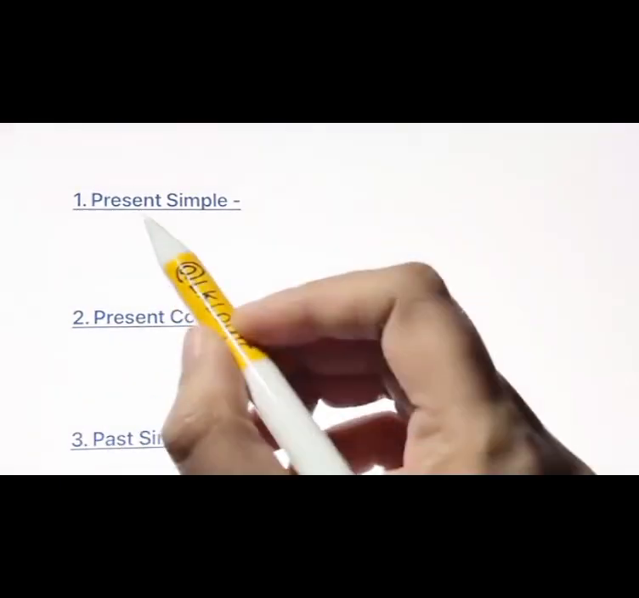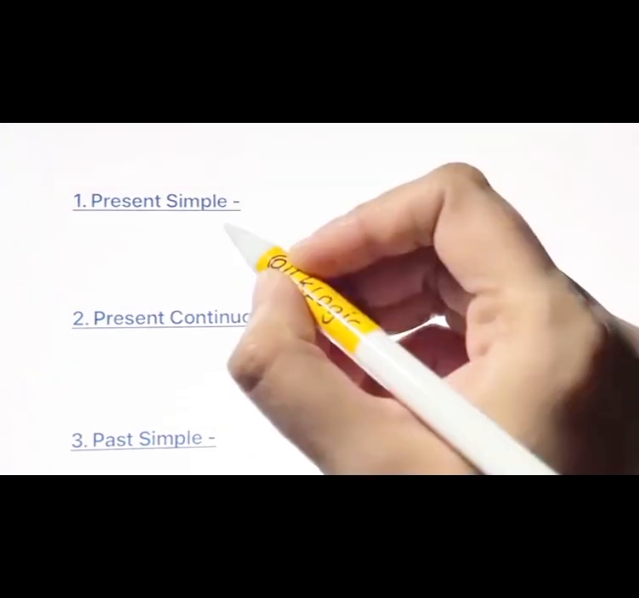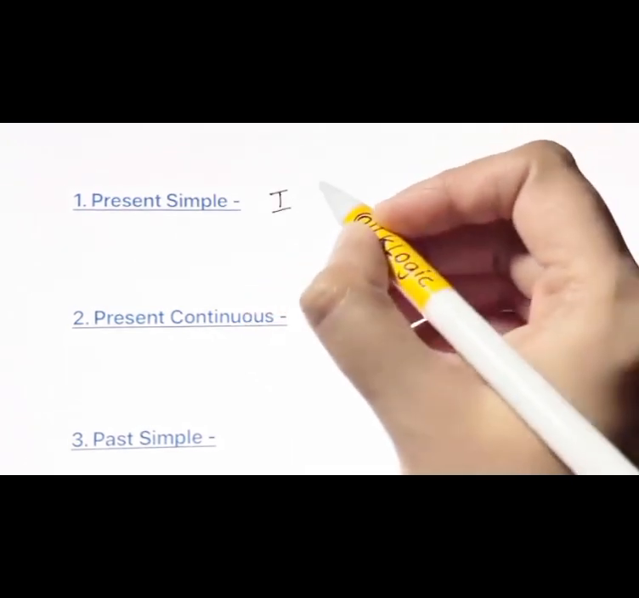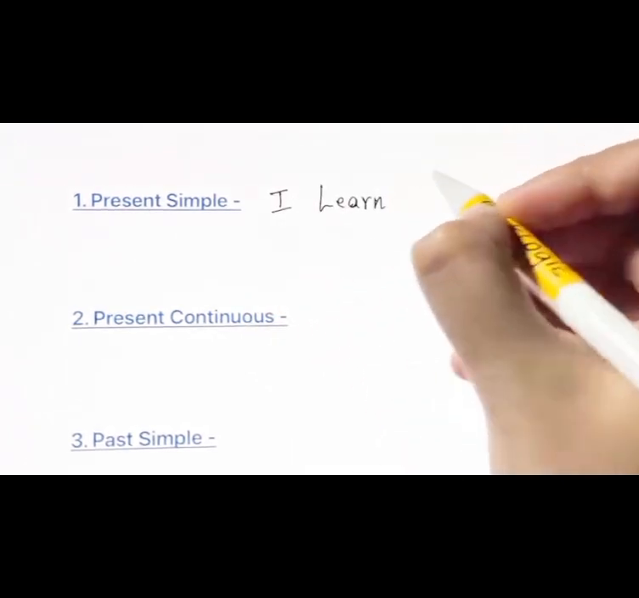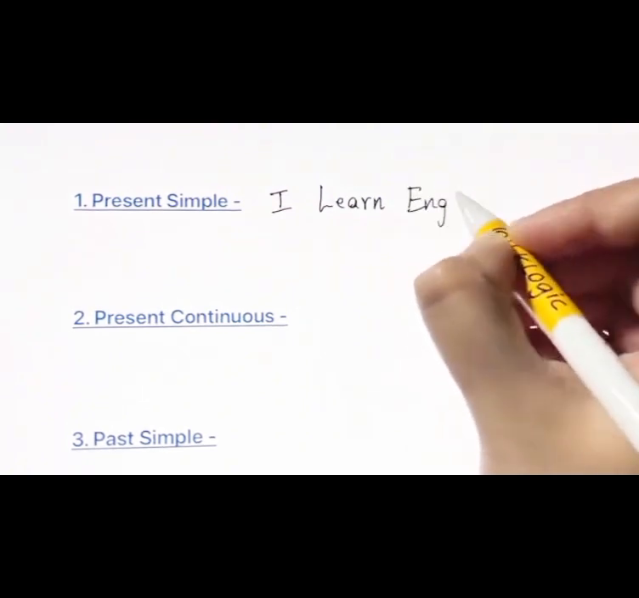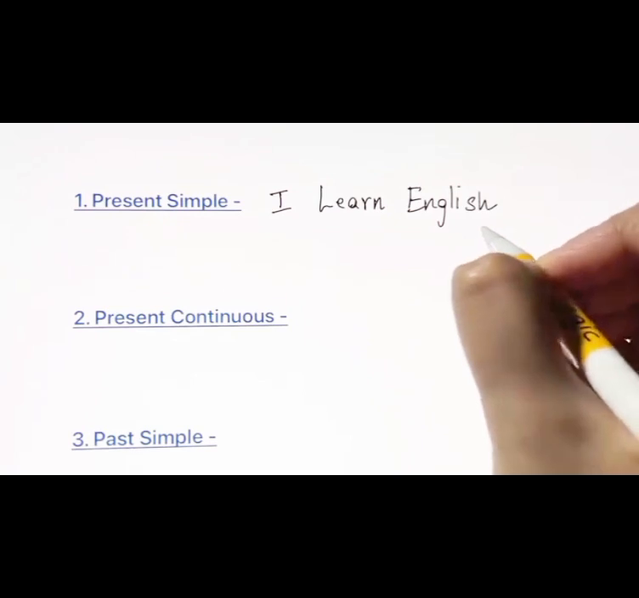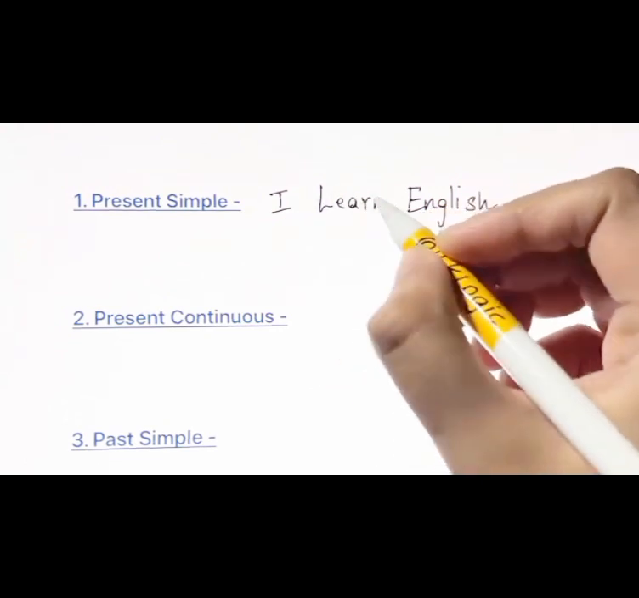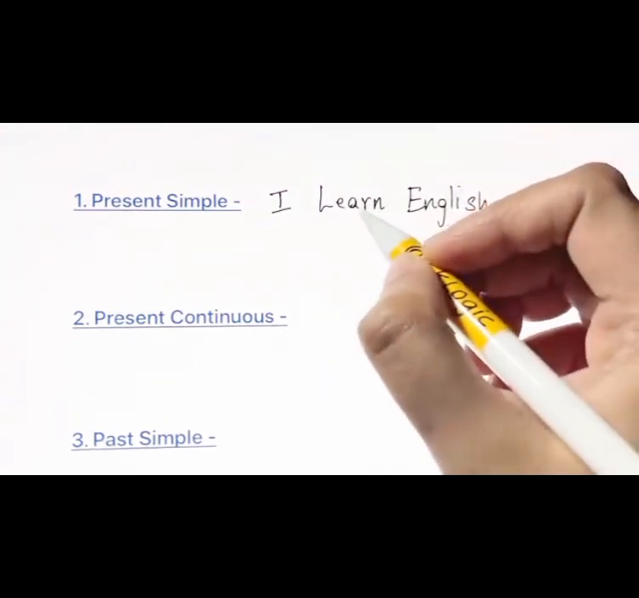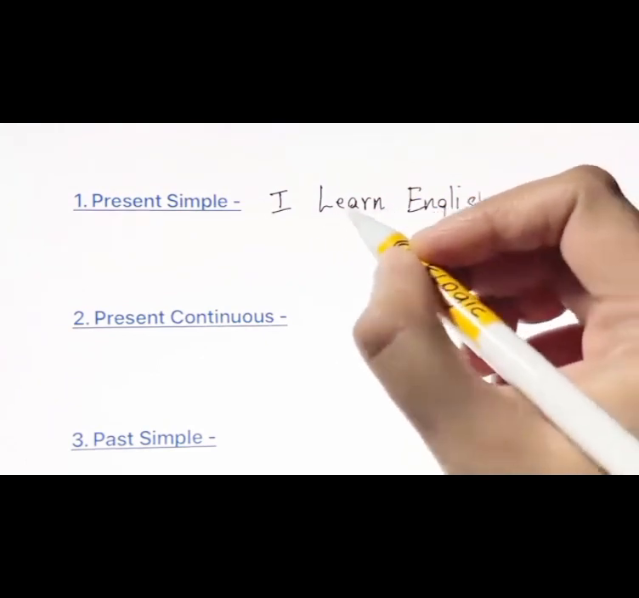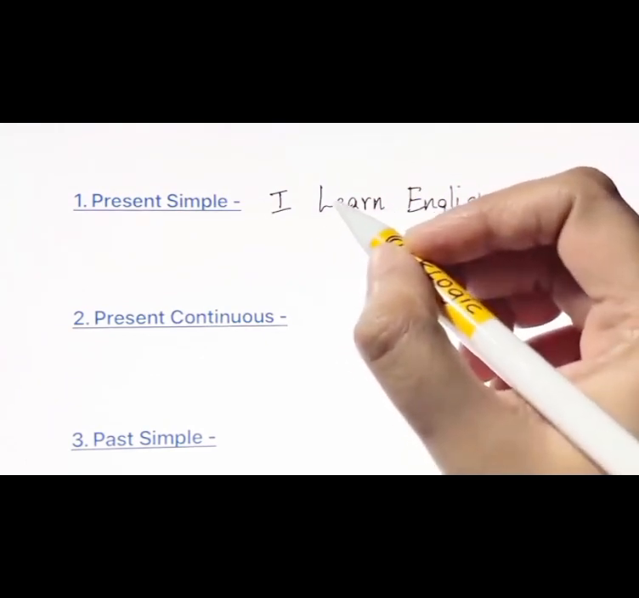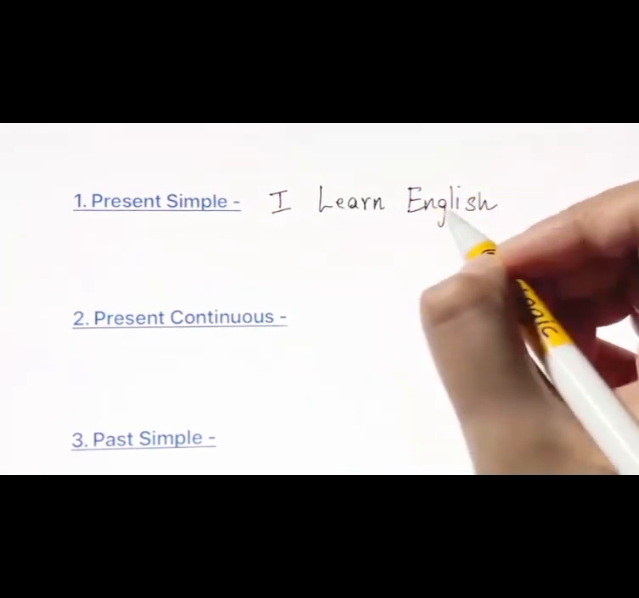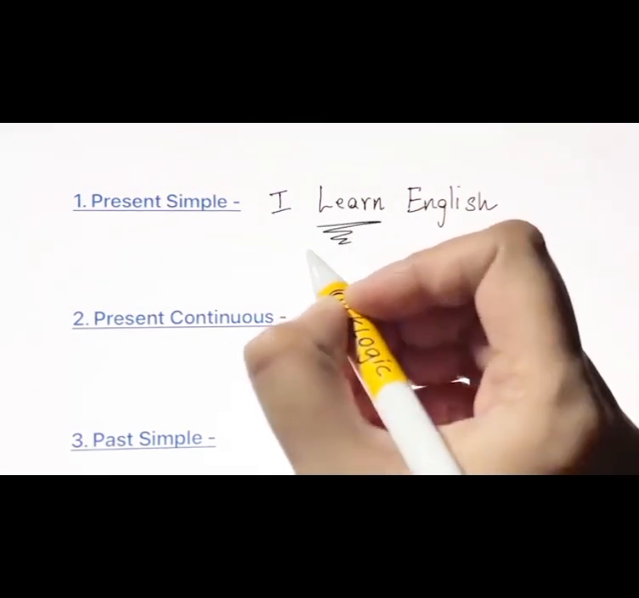The first is present simple. In present simple, we say I learn English. Now, when you're talking in third person, you can also say he learns English. You just have to add an S or ES to the verb when you're talking as a third person. He learns English. She learns English. I learn English. It means it's just a habit.